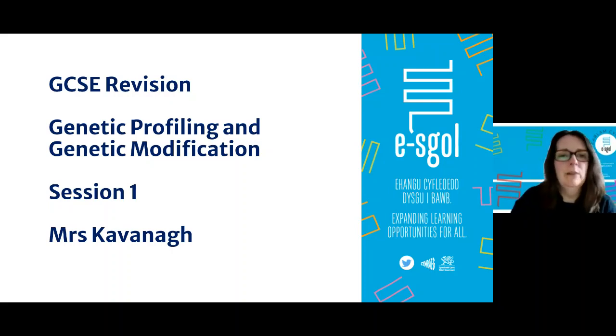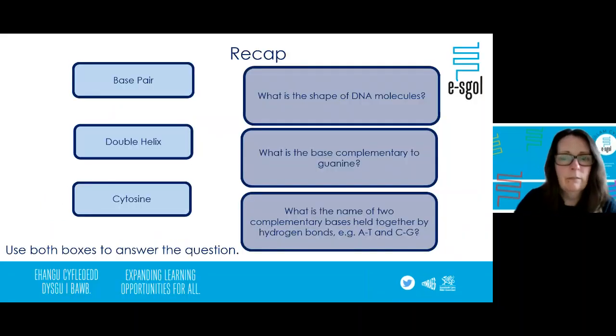Hello everybody and welcome to this GCSE revision session. In this first session we're going to look at genetic profiling and genetic modification. First of all though, we're going to have a look through some things that you should remember to do with DNA. This section of work is from DNA and inheritance in year 11, so you should be familiar with these terms. So let's have a look.